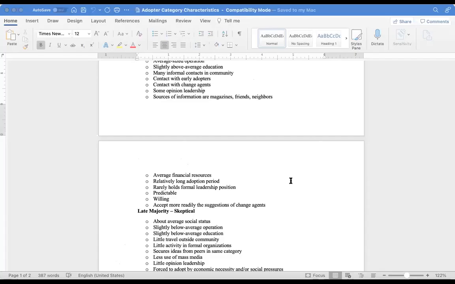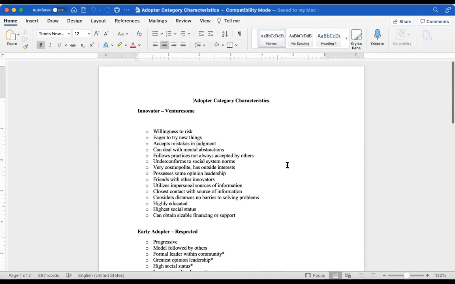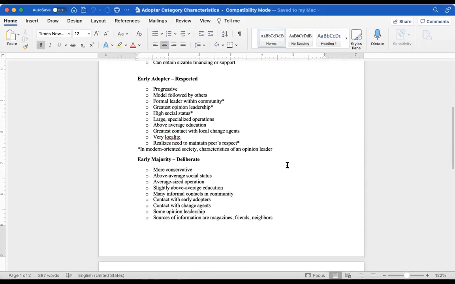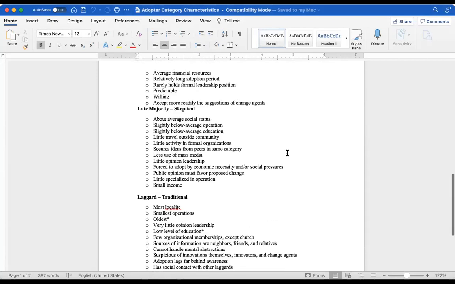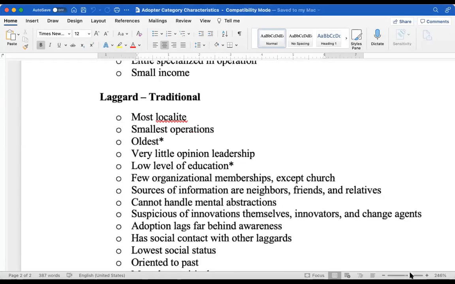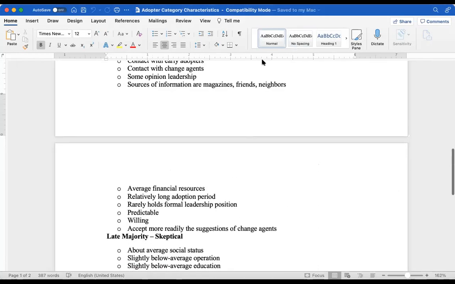So you should be seeing a Word document here where we have this list of adopter categories. It's like innovator, venturesome, early adopter, respected, early majority, deliberate, and so on and so forth. So this is linked from the assignment page, and I will say that something I see is that often students will focus on doing the other things and forget to circle back and use these specific categories. So make sure that's on your to-do list.